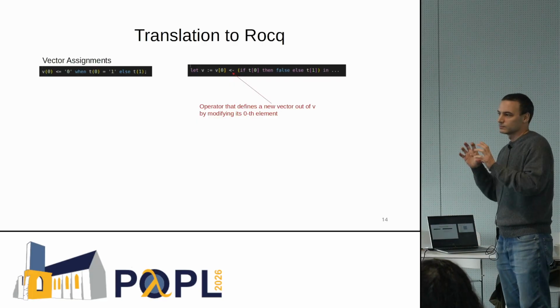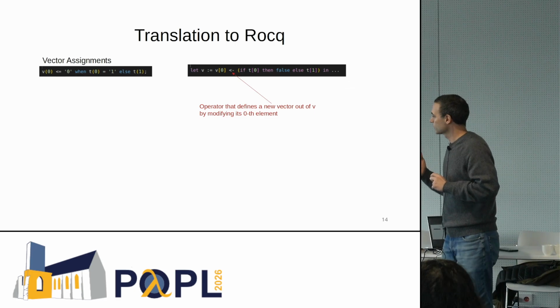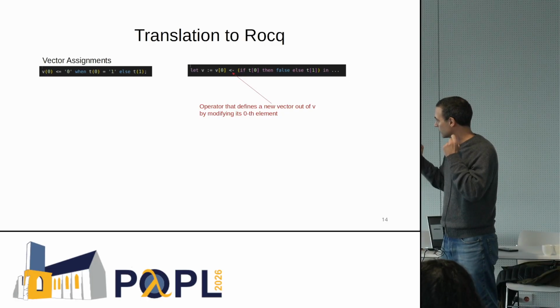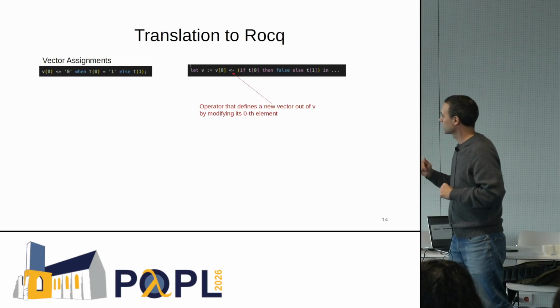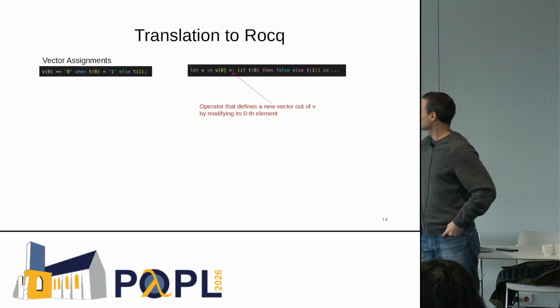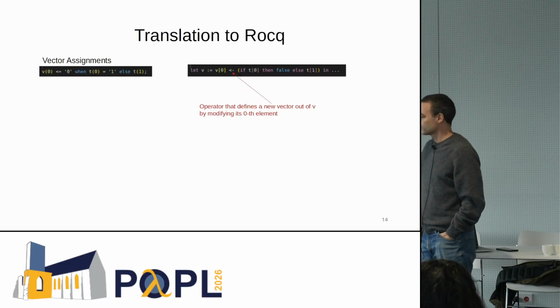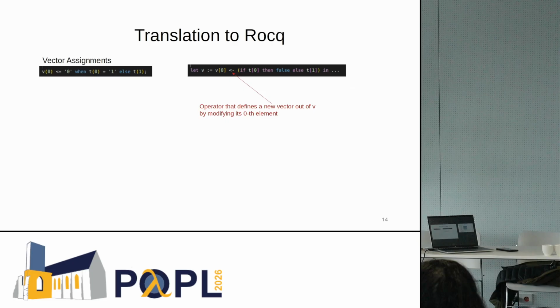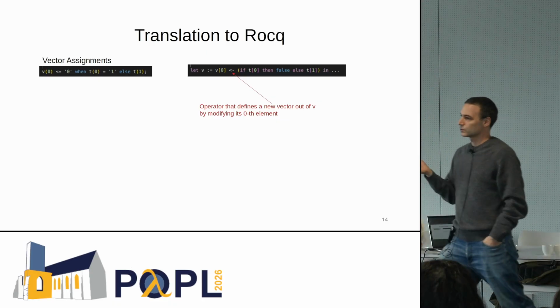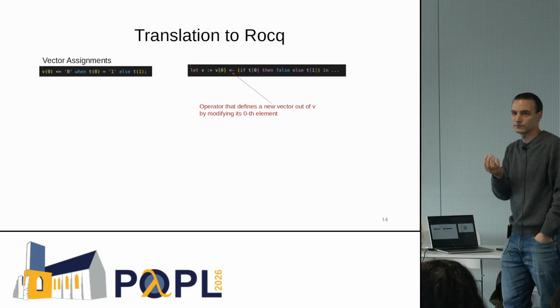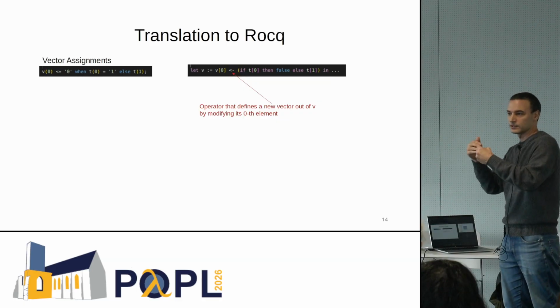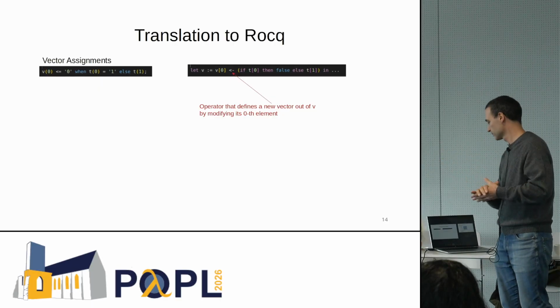We have our own little library for vectors. For instance, a vector assignment to value v of 0 looks like this. I just showed the syntax, but we have an operator that defines a new vector out of the existing v by just modifying the 0th element. The expression on the right defines a new vector, and then with the let expression, we just overwrite the name v. So if you have several assignments, v0, then v1, you'll have let v something, and let v something, and let v something.